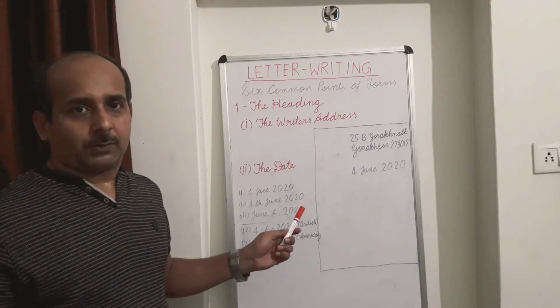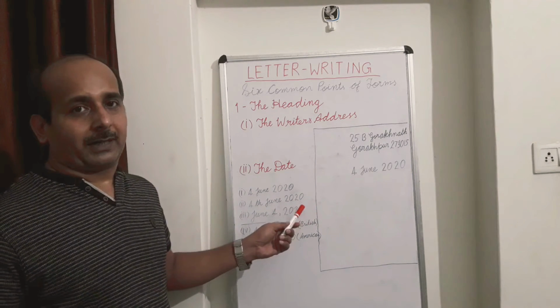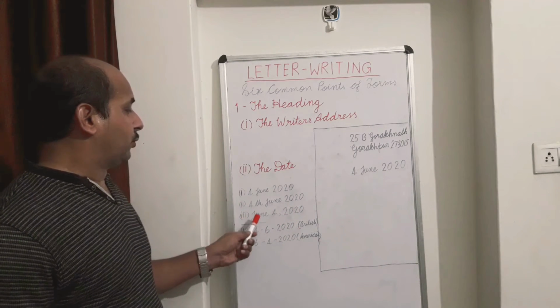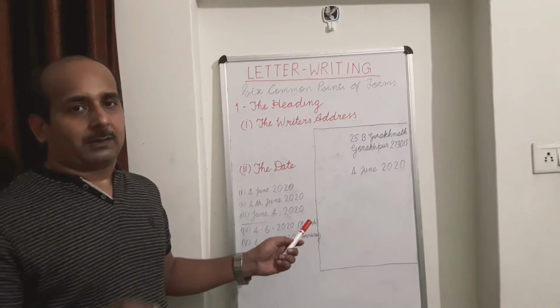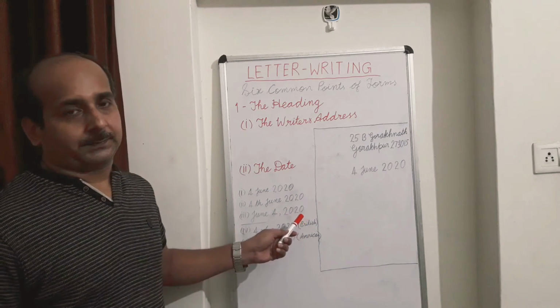There is no comma or full stop. Second is 4th June 2020. Again, there is no comma or full stop. The third is June 4, 2020. There is a comma between the date and the year.